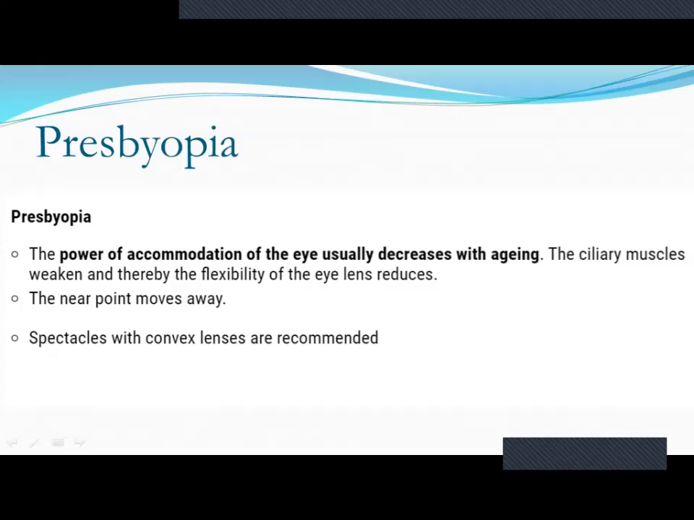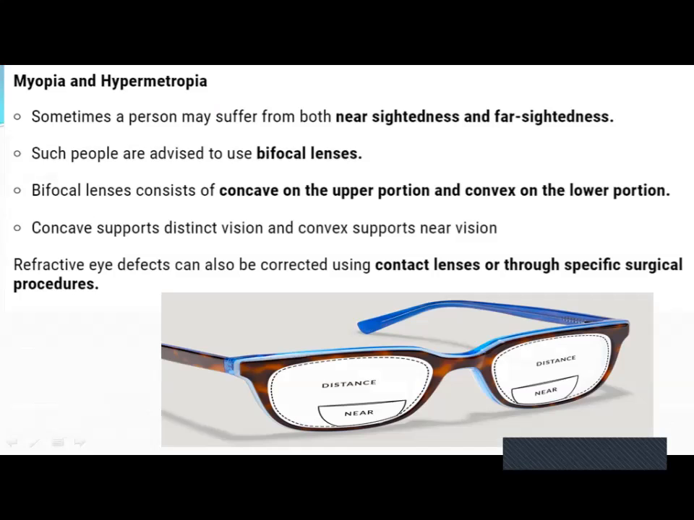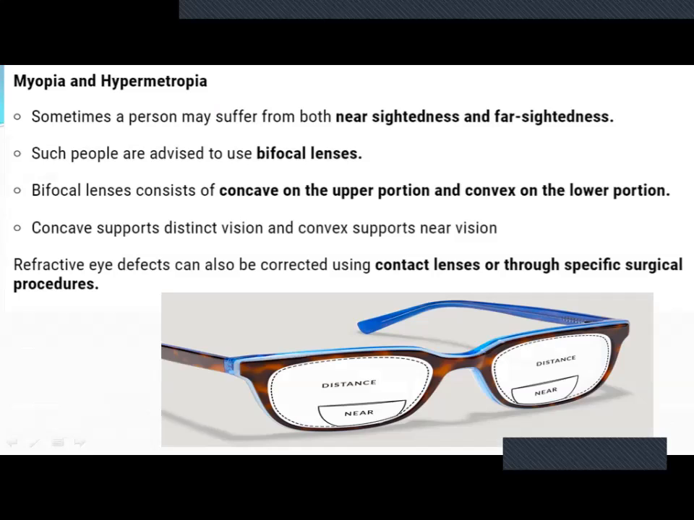Near point means 25 centimeter is the near point of our human eye. This value will keep on increasing. So spectacles with convex lens are recommended. And there is one more problem. Those who have the problem of both myopia and hypermetropia are also out there. So they have short-sightedness as well as long-sightedness.